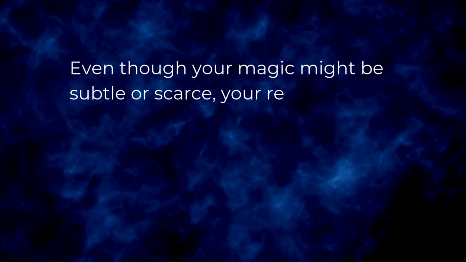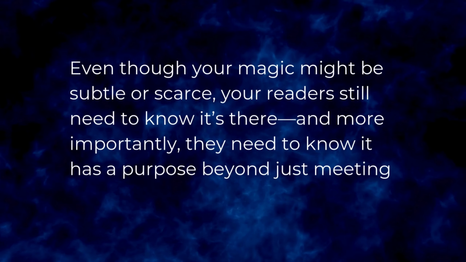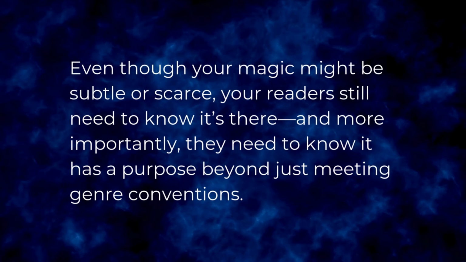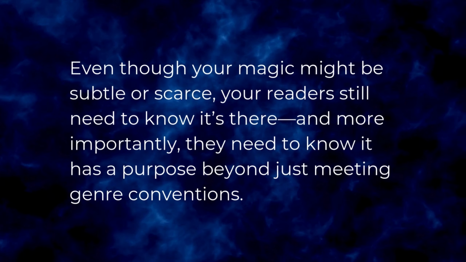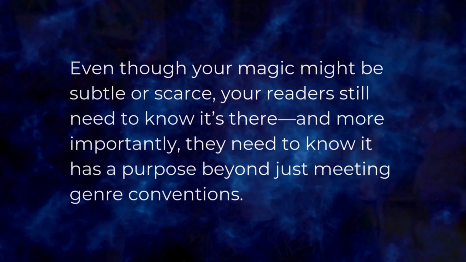This is crucial to know for your low magic system story especially. Even though your magic might be subtle or scarce, your readers still need to know it's there, and more importantly, they need to know it has a purpose beyond just meeting genre conventions. This expectations key also relates to the structure of your story and hitting certain beats readers expect. For your magic system, this means making sure your readers can intuitively grasp its limits too.